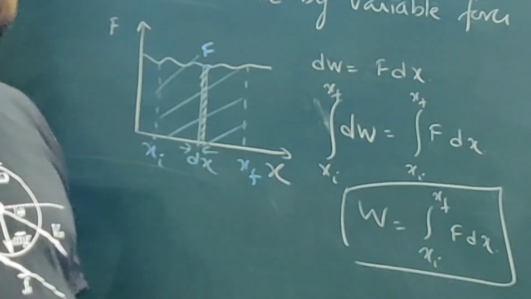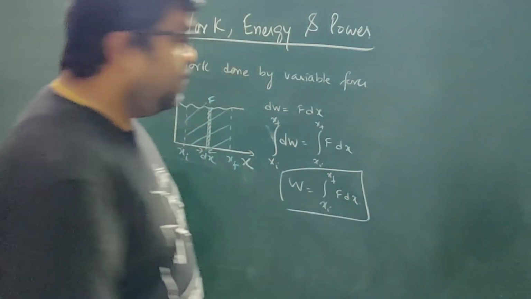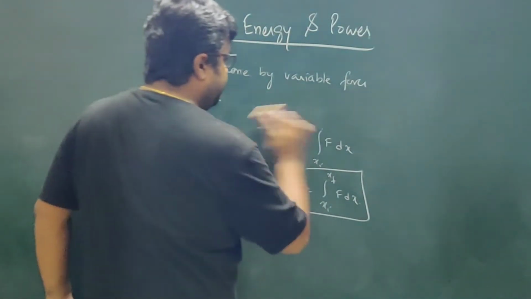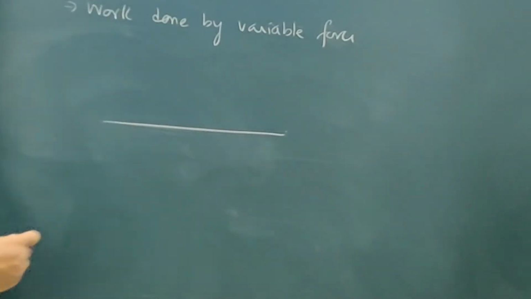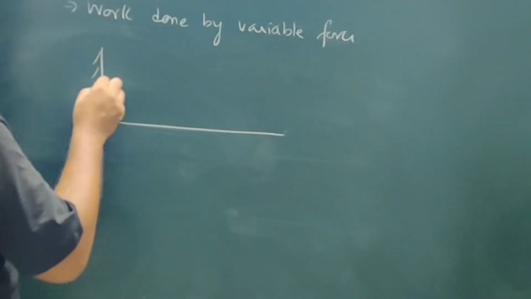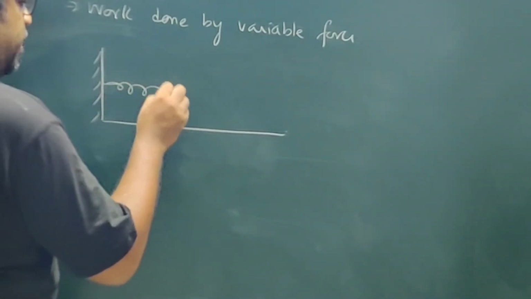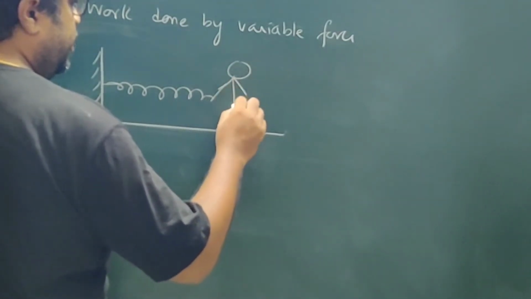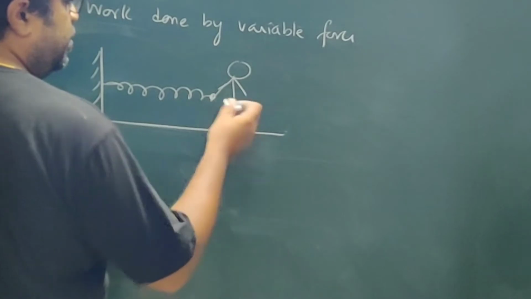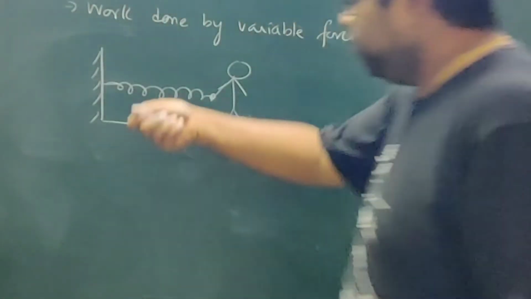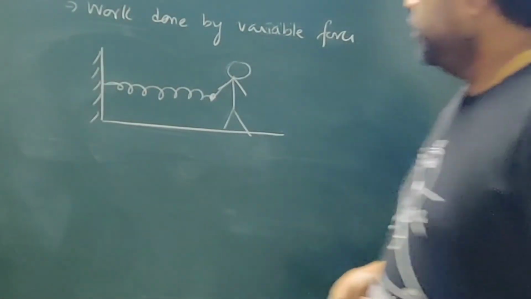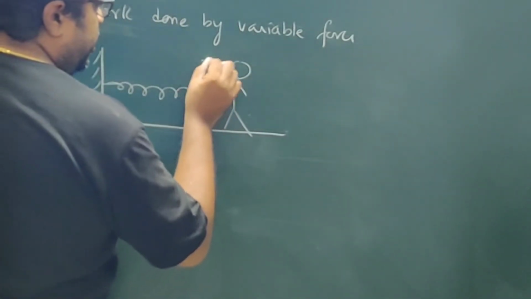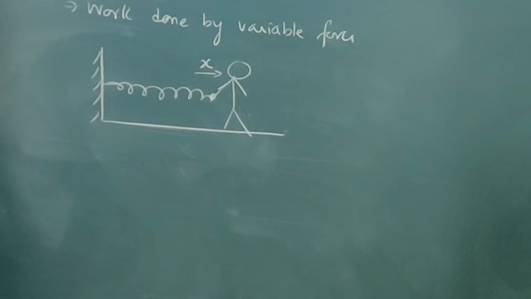Now let us see one example. What kind of force am I talking about as a variable force? Suppose you have a horizontal surface. This is a fixed vertical wall, and this is a spring, and a person is pulling this spring. He is holding the spring and pulling it in this direction, so there is an elongation x.